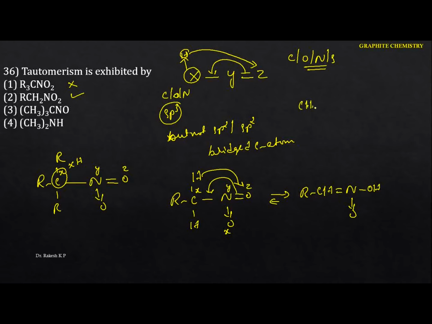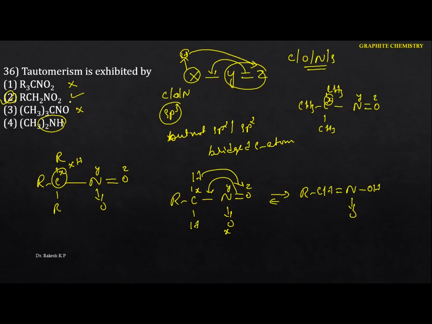But see the next one here, the third one. I'm going to write the structure here: CH3 thrice, all attached to the carbon, and next N double bond O. Just identify this one: this is Y, this is Z, this is X. X is carbon with sp3, but it does not contain a hydrogen, hence it does not show tautomerism. Similarly here we can't identify the multiple bond. You have to identify the multiple bond between X, sorry, Y and Z; there should be a double bond. Hence in this case the second one shows tautomerism.